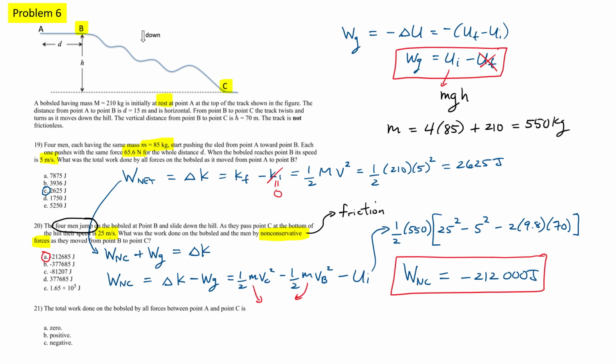All right, what's next? What is the total work done on the bobsled by all forces between point A and point C? Well, at A we started from rest, and at point C we're moving at 25 meters per second. So there's been a huge change of kinetic energy, right? So what would we expect? The work energy theorem says what? If there's a change in kinetic energy of the system, what should we get? We get positive work that is done over on this side. So that one's pretty straightforward, I think. Choice B is the best answer.